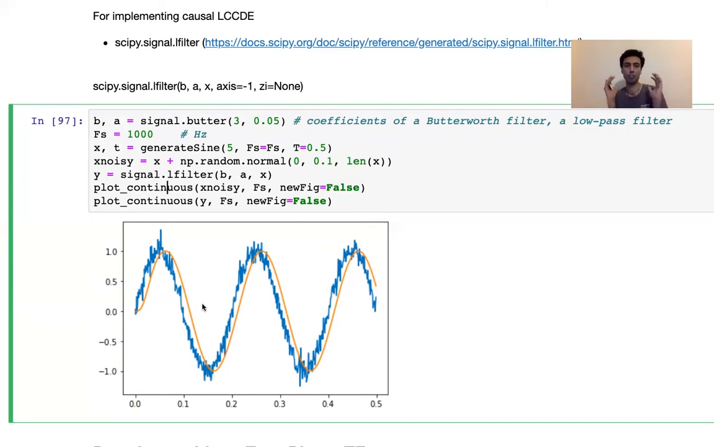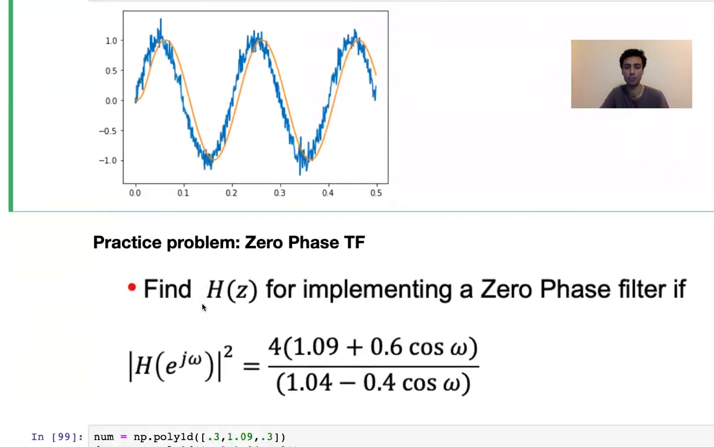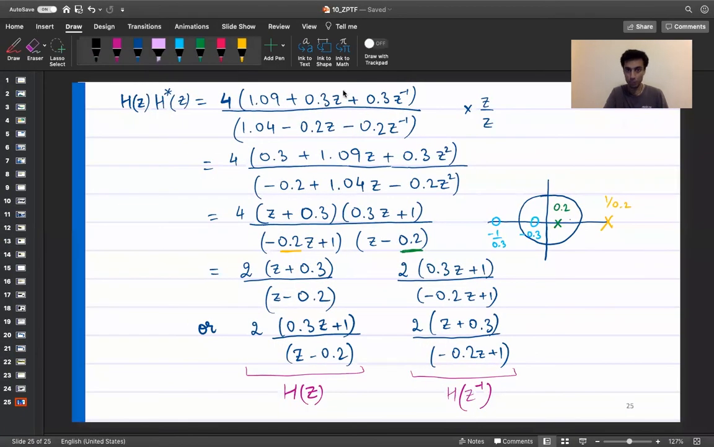So what was the idea? Let's say you have H(z) squared, meaning |H(e^{jω})| whole square, like we have seen in the practice problem for zero phase transfer functions. |H(e^{jω})|² is given to you. This is what you want to implement. So this has got zero phase, but how do you implement it? You know from theory that you have to write it as H(z) H*(z). You basically want to split it up into two parts.